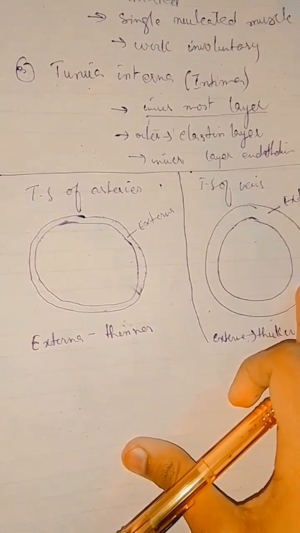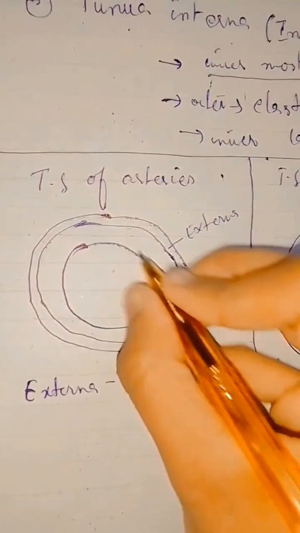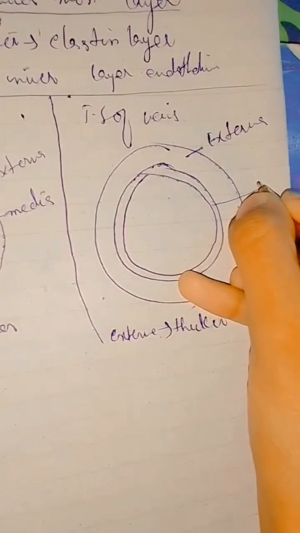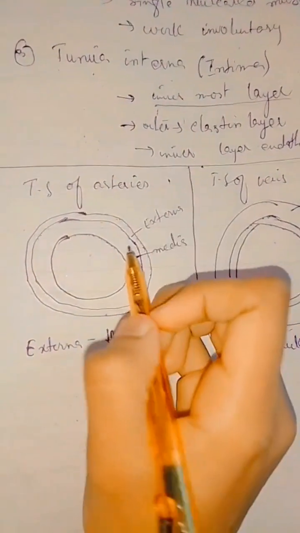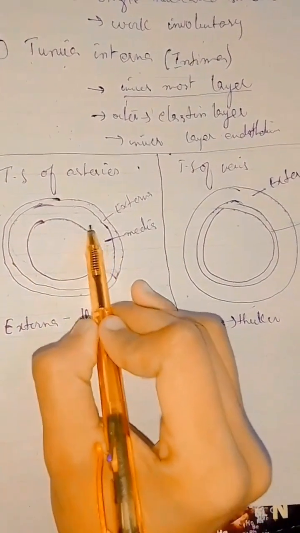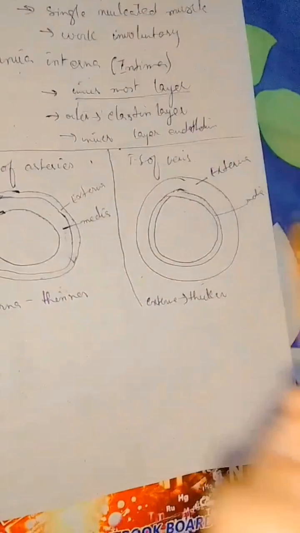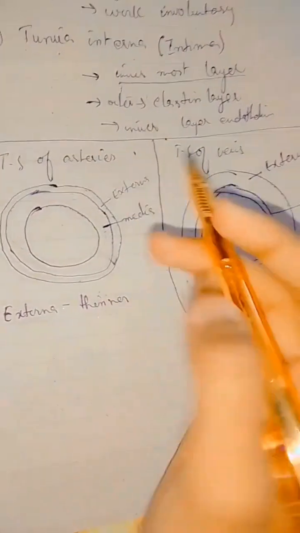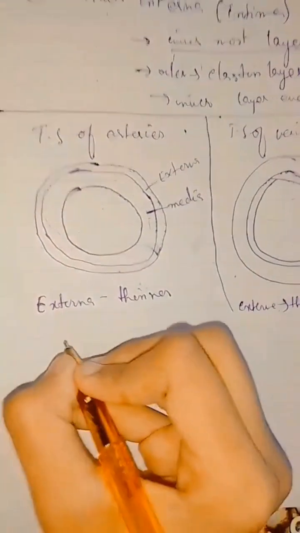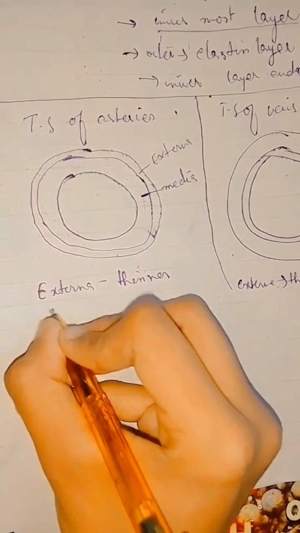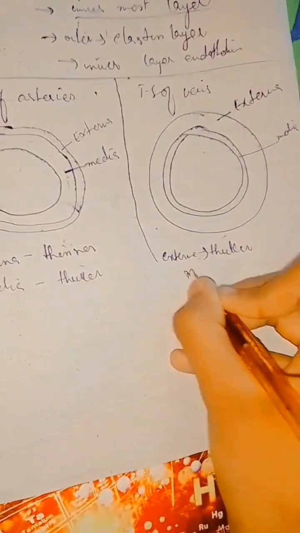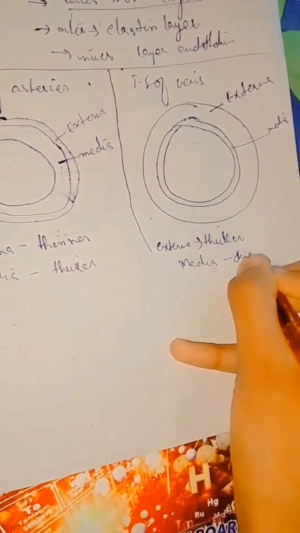Then if we talk about tunica media, this one is the tunica media, and this one is the tunica media. Now the difference is visible: the tunica media is thicker here. Why is it thicker? Because it is a muscular layer, so muscles are present in it, which is why it is a thicker layer. And here in veins it is a thinner layer. So the tunica media is thicker here and thinner here.